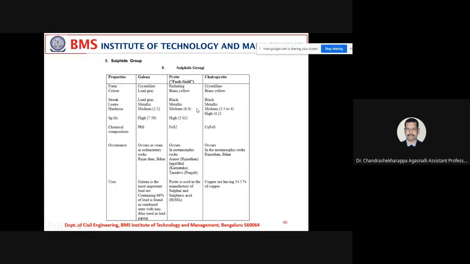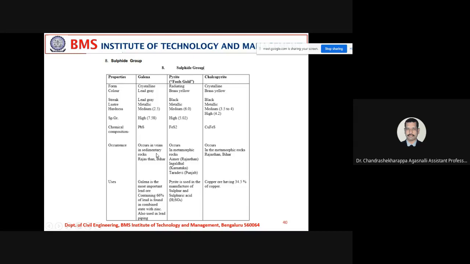Right. Galena, pyrite, and chalcopyrite. So let's go with only Galena. It's crystalline in formation, and the color will be lead gray, and the streak will be lead gray. Both are the same, and luster will be metallic because it looks like a metal. Hardness is medium. Specific gravity will be high. Chemical composition PbS. It occurs in veins in sedimentary rocks.